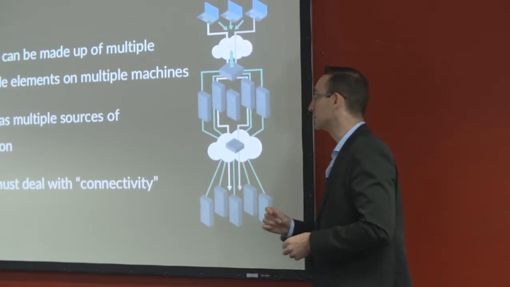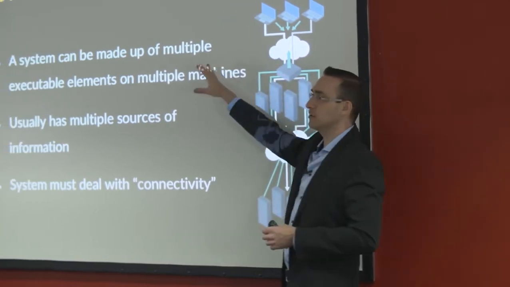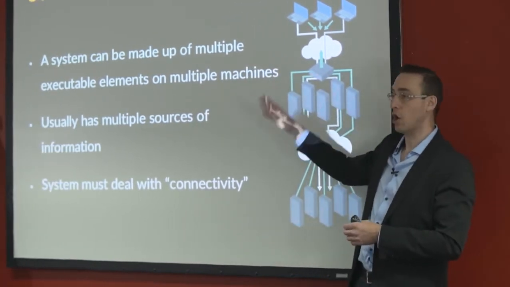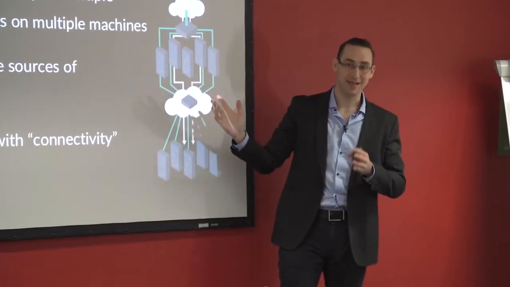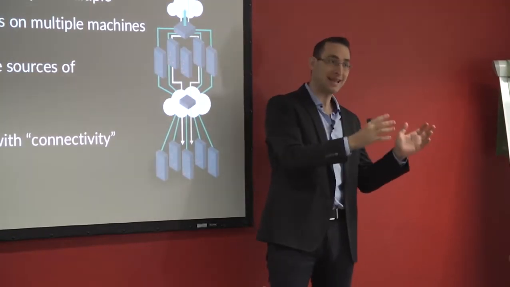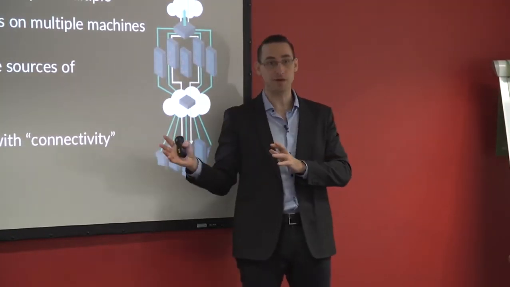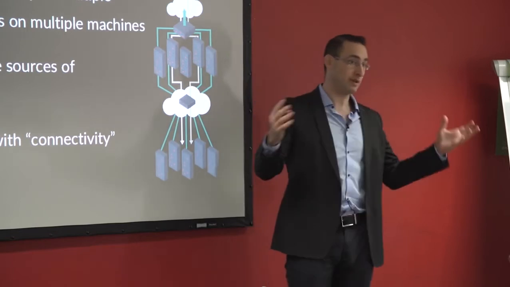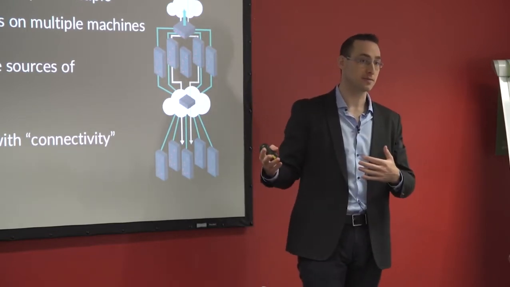Now, when we're talking about systems, on the other hand, the situation is slightly different. A system is made up of multiple executable elements, possibly running on more than one machine. So that's the difference between a system and a distributed system. For the most part, what we build today are distributed systems.